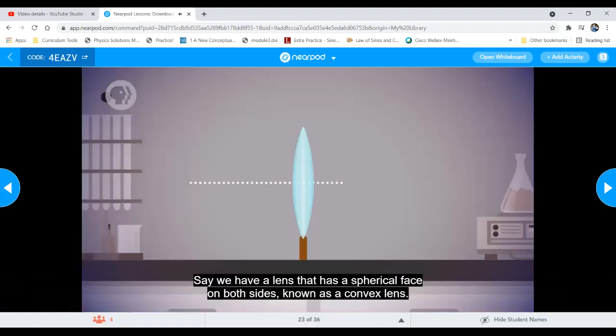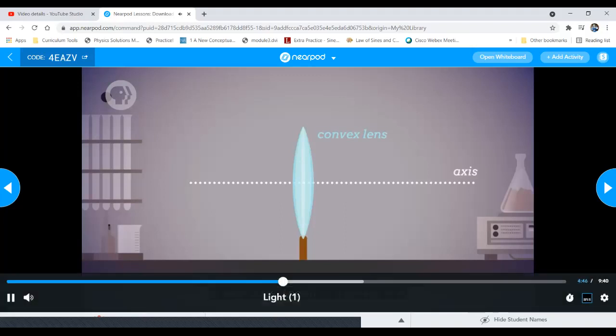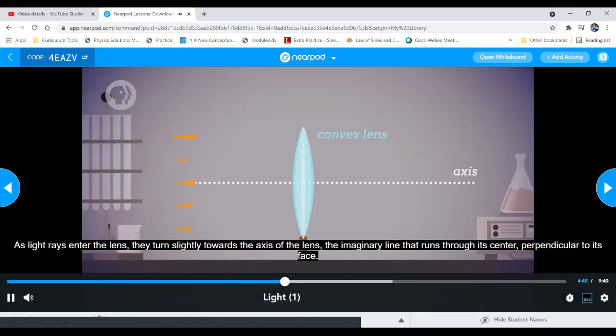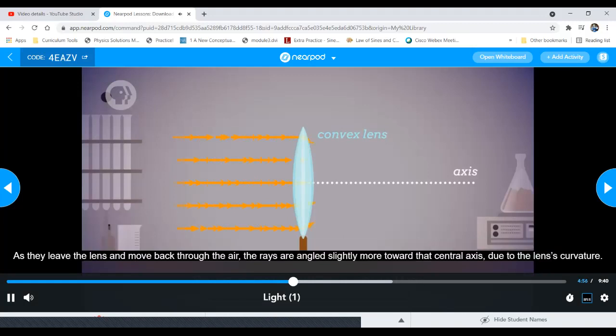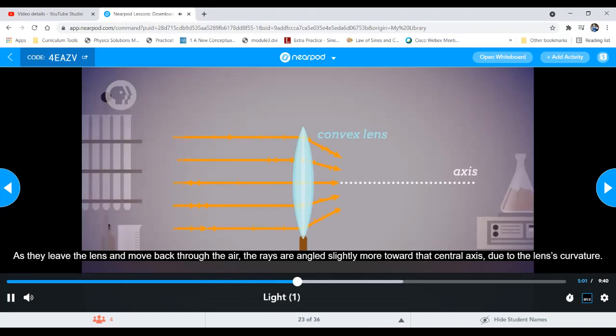Say we have a lens that has a spherical face on both sides, known as a convex lens. As light rays enter the lens, they turn slightly towards the axis of the lens, the imaginary line that runs through its centre, perpendicular to its face. As they leave the lens and move back through the air, the rays are angled slightly more toward the central axis due to the lens's curvature.